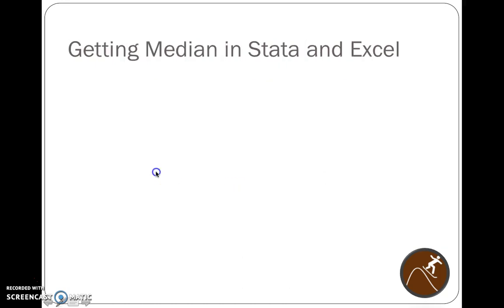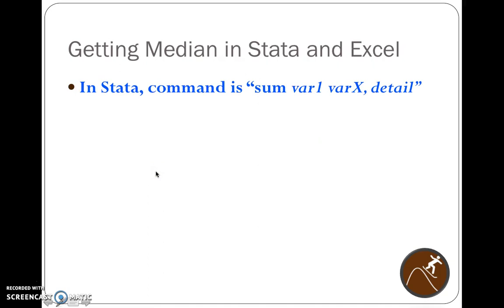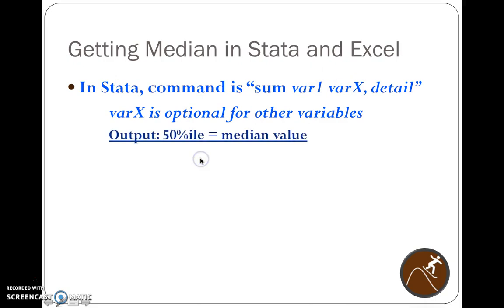Very simple. If you want to use Stata to get the median, we would type in sum, var1, varx, and detail. That detail will give us the 50th percentile, which is the median. When I say varx, you can do multiple variables at the same time. You only have to do one, but varx is optional for the other variables. The output will give us a lot, but again, the 50th percentile is what we'll look at to see the median value.